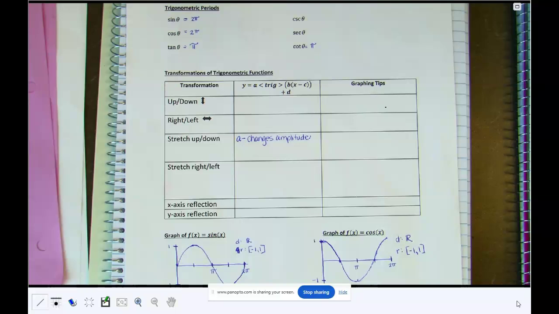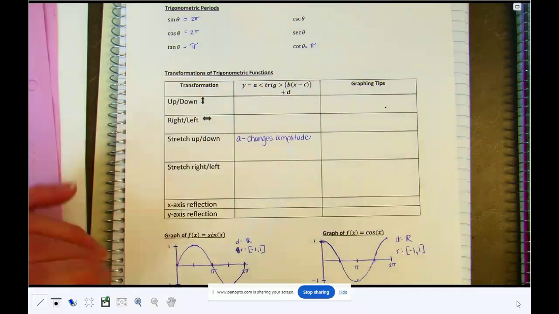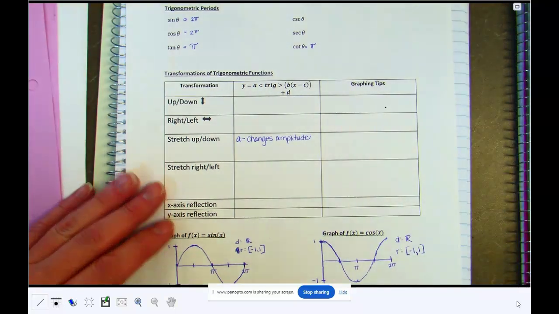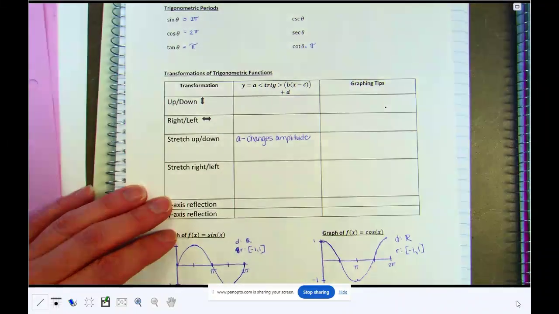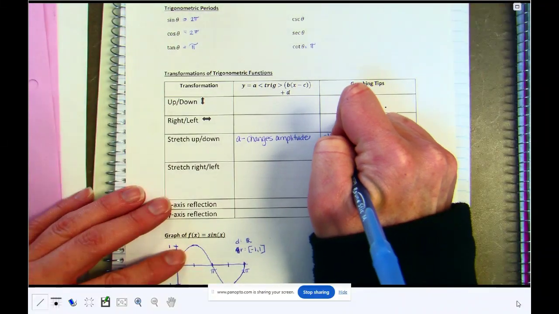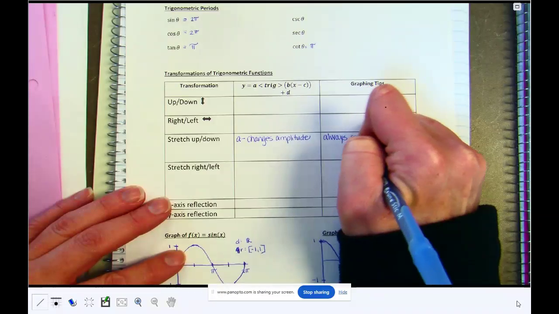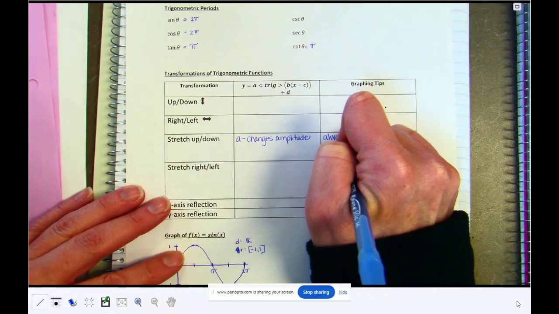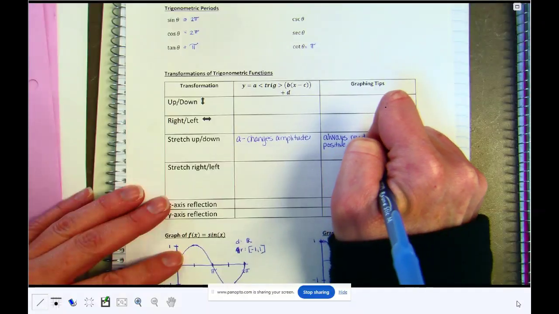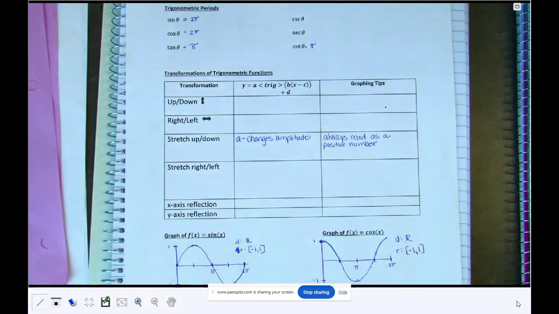So it does not matter. Question? What's the amplitude of tangent? Tangent does not have an amplitude, which is one reason we're not going to graph them. Now, 2 tips for you. You always read this as a positive number. Okay, we will talk about what happens if that A is negative, but it does not change the amplitude. And amplitude is never a negative number. Amplitude is a distance, and distance is always positive.